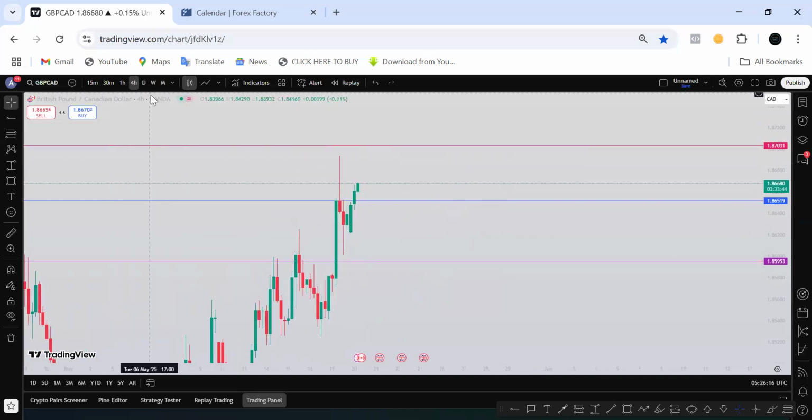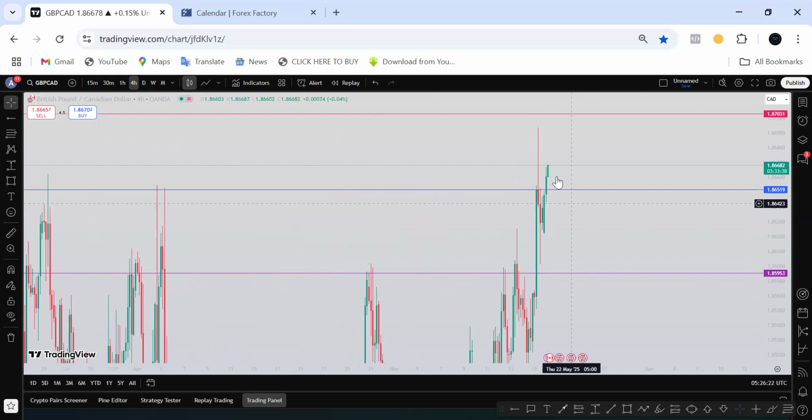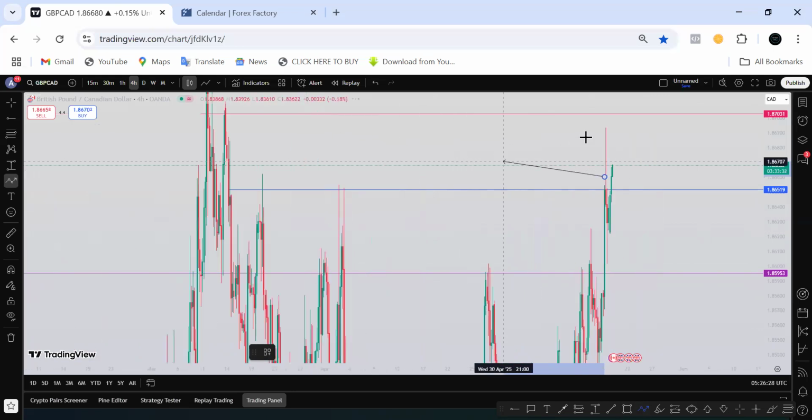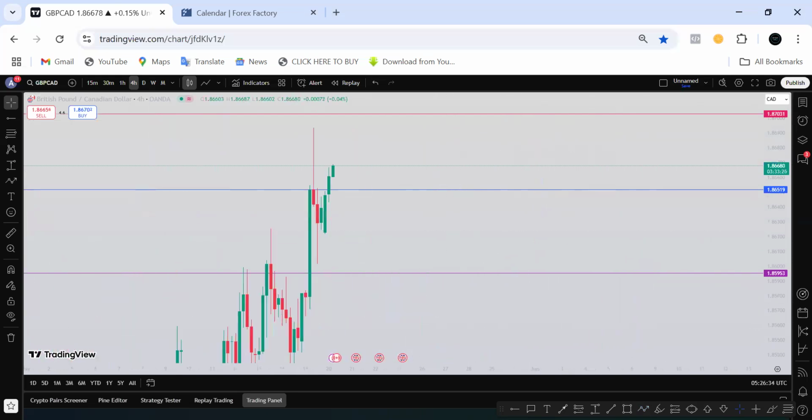So on GBP/CAD, looking at the H4 time frame, currently we don't have any reactional level looking left until this level. So what I'm expecting, currently price has broken from this zone. Price has broken from this zone.